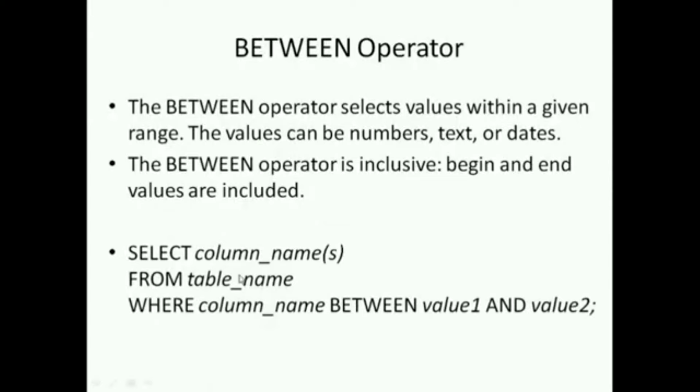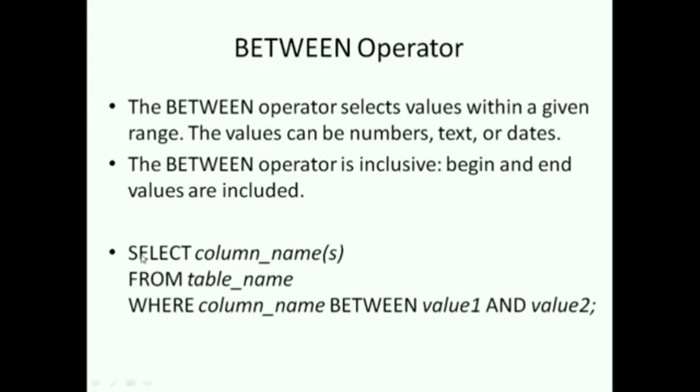Next one is between operator, and the between operator selects the value within a given range. So जब भी आपको एक start range या फिर end range लिखना है और उसके बीच के value जो भी है आपको चाहिए, at that time you have to use this between operator. And the values can be numbers, text or dates you can mention. And the between operator is inclusive, like begin और जो end आप values डालेंगे वो include होंगे. अगर आप 1 to 10 कहेंगे तो it will be from 1, 2, 3, 4, 5, 6, 7, 8, 10, इसमें से कोई भी वैल्यू होगी तो वो include होगी. Like starting and end value जो आप लिखेंगे वो include होंगी.